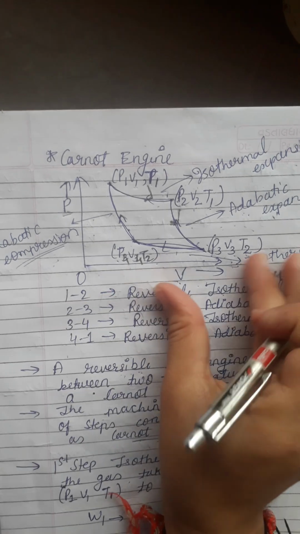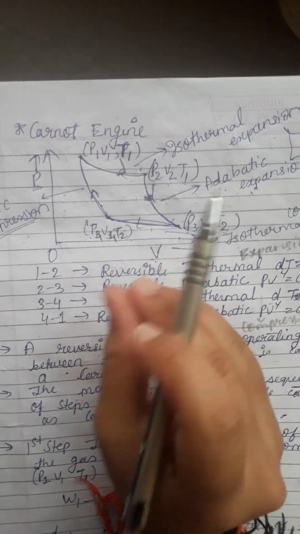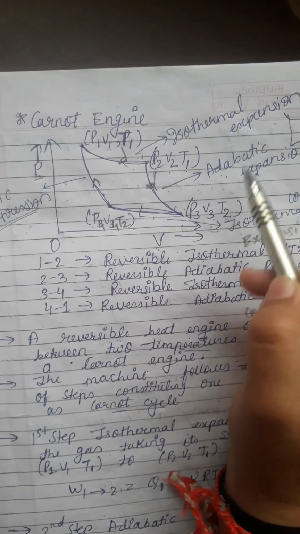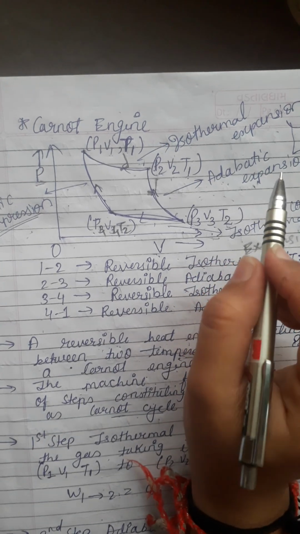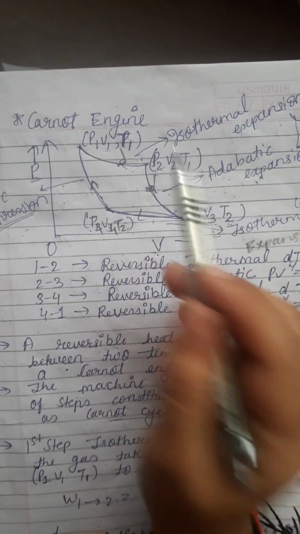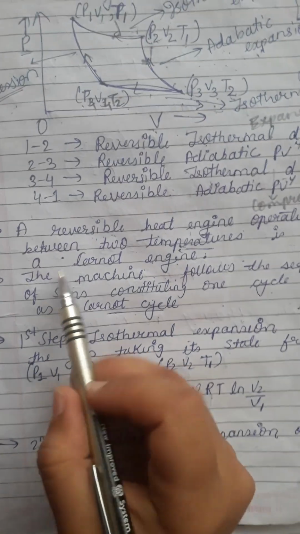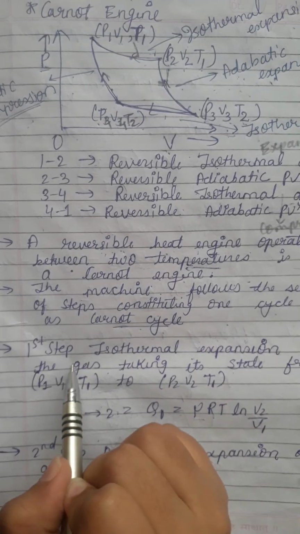Compression means to compress and expansion means to expand. Isothermal means at a constant temperature, and adiabatic means that energy can't transfer between the two walls. This is the diagram of the Carnot engine, and here are the four steps of the Carnot engine.